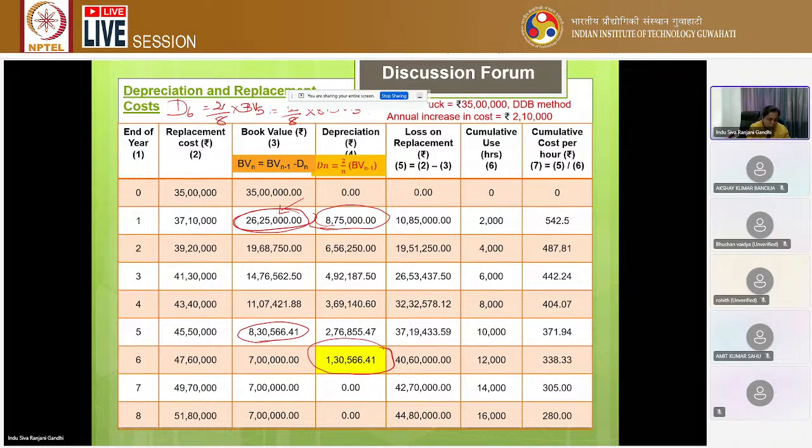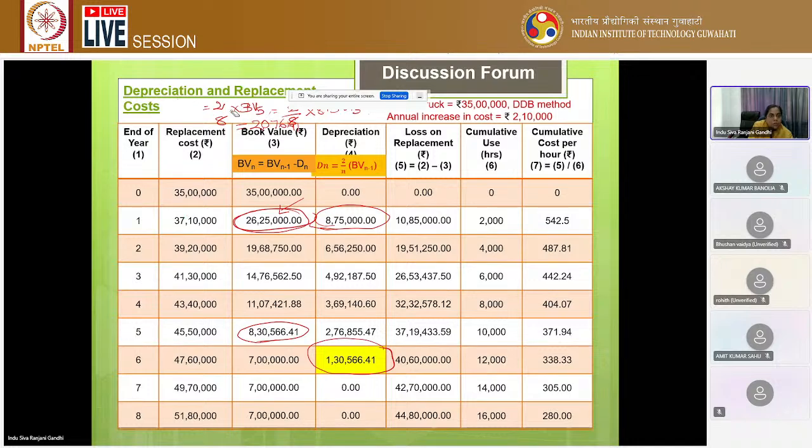2 divided by 8 into 8,30,566.41. That gives you the value as 2,07,641. So what you are getting is 2,07,641. But what is written here is 1,30,566.41. Why is that? That is what we are going to discuss now.